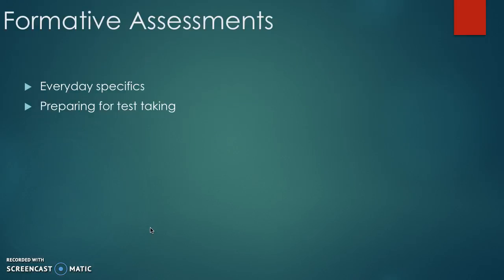The next is formative assessments. These are everyday worksheets students do to see where they are and what they might be missing in a specific class. This is good for preparing to take a test because it shows gaps in learning between students.